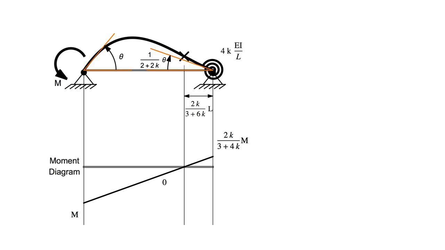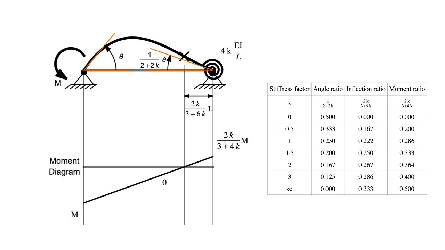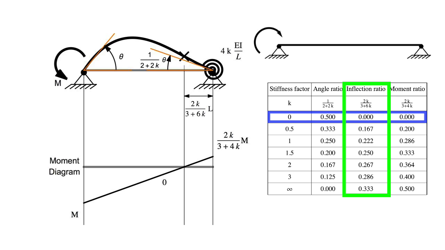If we look for the inflection point, we find that the distance of the inflection point from the spring support is given by a simple enough formula, which is 2k over 3 plus 6k times the length of the beam. If we look at the table of values, the inflection point coincides with the right support for the zero stiffness spring, which is a hinge or simply supported beam.